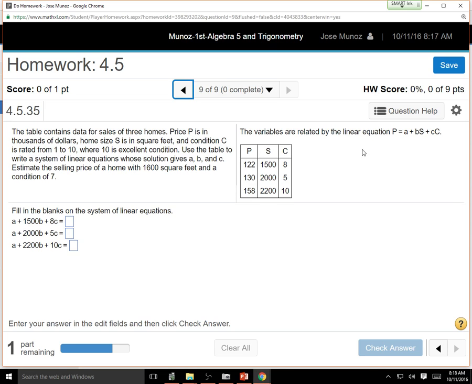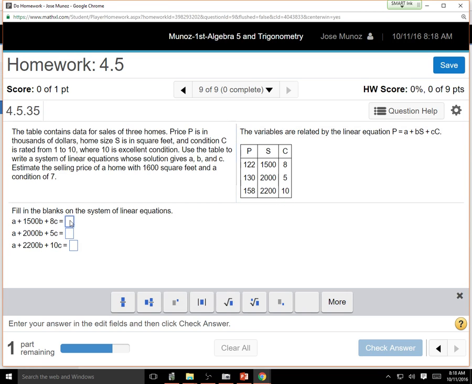Alright, so they give you some information over on this side. They're telling you that the price are these, and then they're telling you that the size and square footage is this here. And now be careful here because these prices are actually in thousands of dollars. So, anyways, they give you all these values. They also give you an equation that represents the price, which is right there.